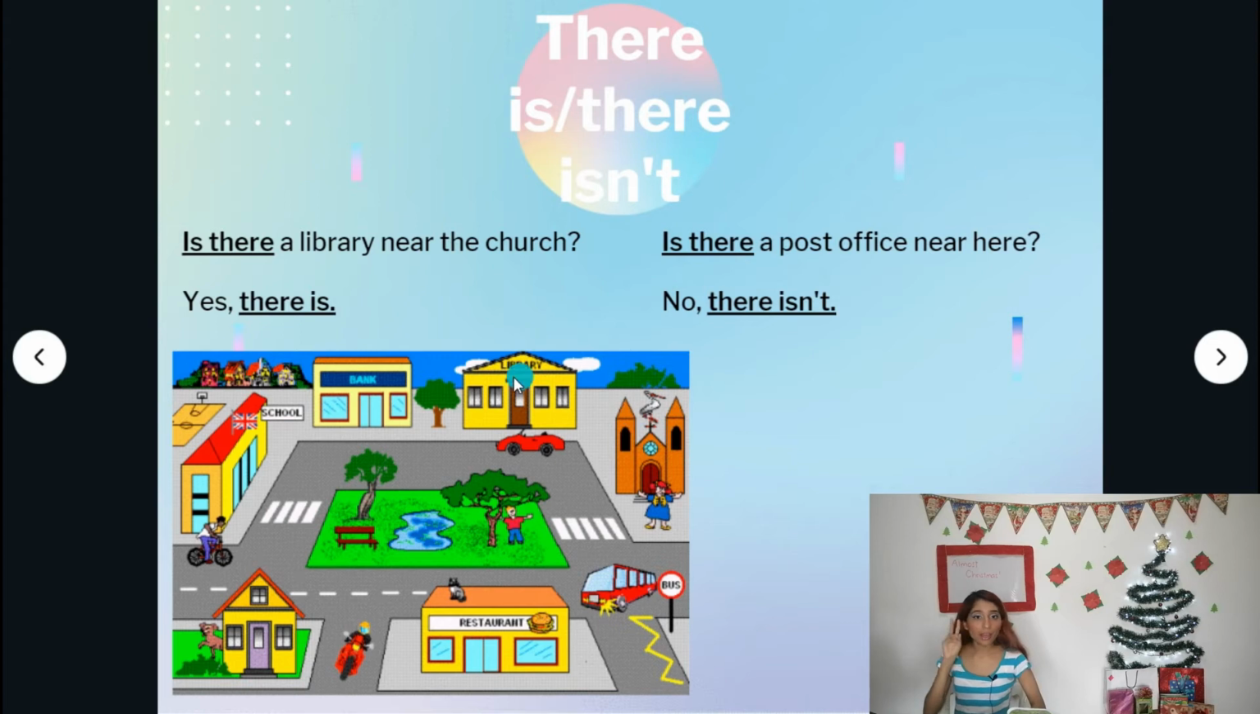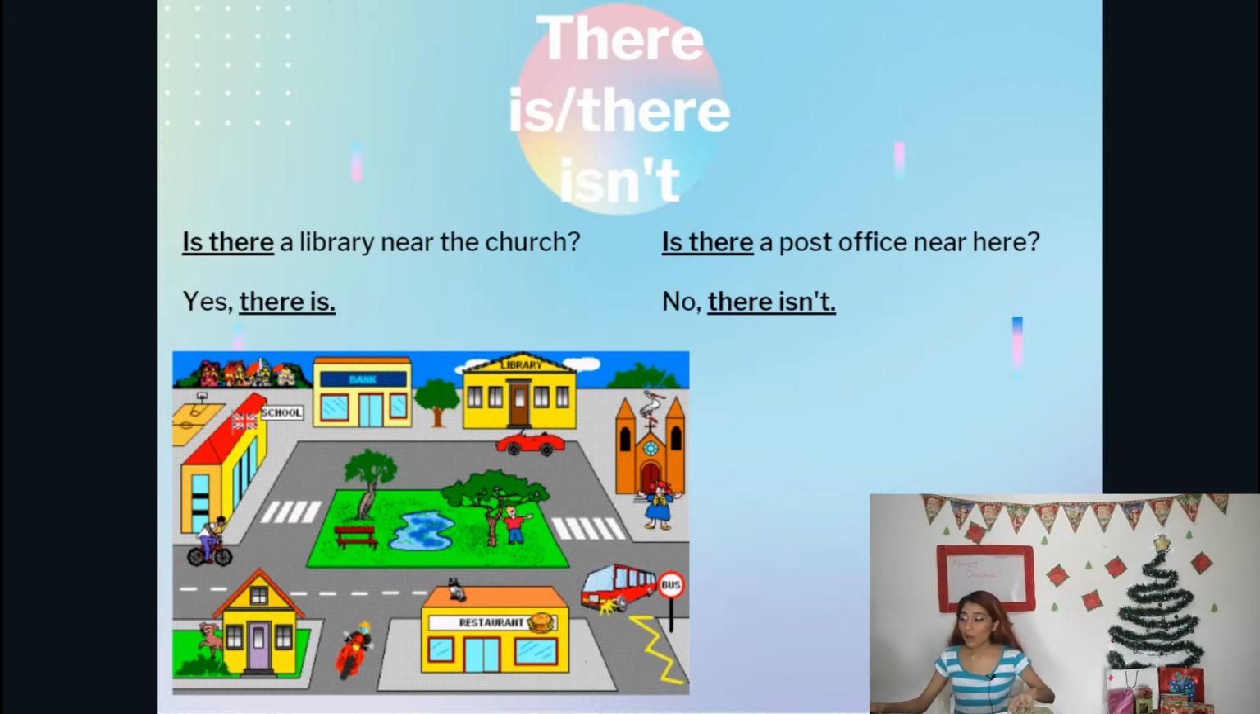So, then we have another question. Is there a post office near here? Ahora necesitamos encontrar post office in the map. Post office. I don't see any post offices. No, I don't think we have any post offices in here. So my answer, como no tenemos en el mapa, contestaríamos no, there isn't, porque no hay. No, no hay. Okay, so please, these are some other examples, so you might copy them on your notebook to review later.